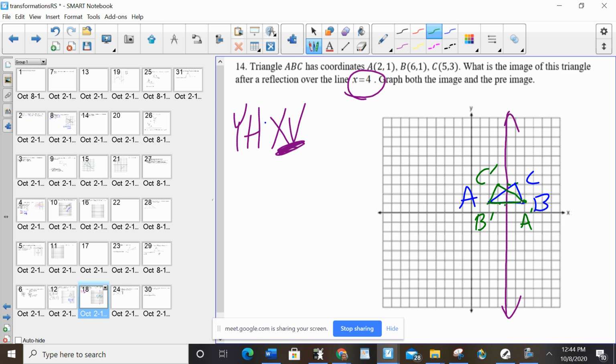And again, if you want practice with any of these skills, you have a whole worksheet and a whole key on translations, on reflections, on rotations. You have plenty of examples with the key so you can practice whatever it is you need to practice.